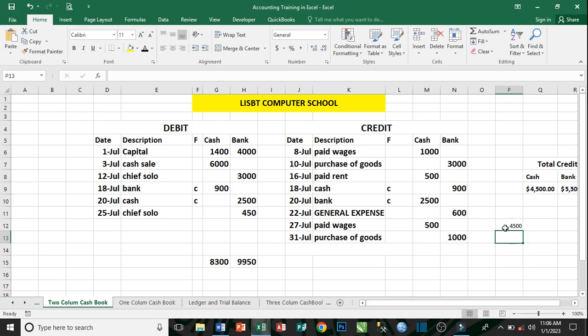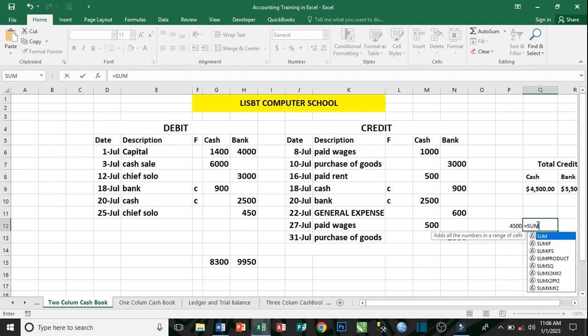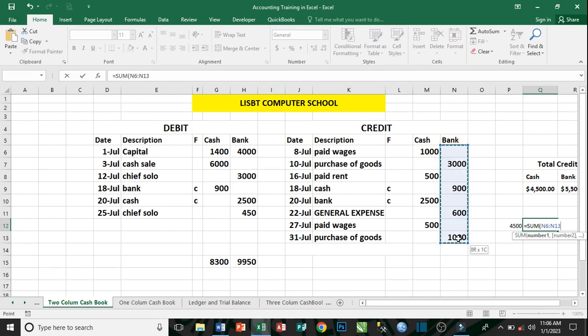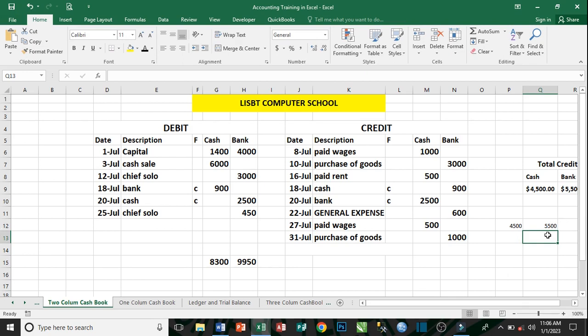But I want to do it so that you can see it for yourself. That is under the credit side, under the cash side, that is 4,500. So you come here under the credit side. Here again, I'm going to show you how to calculate. We press the equal sign and type sum. I use the tab key, then highlight from here all the way to this one. I use the parenthesis again, shift and press parenthesis to close it. I press enter. See what happened. You see 5,500 here.